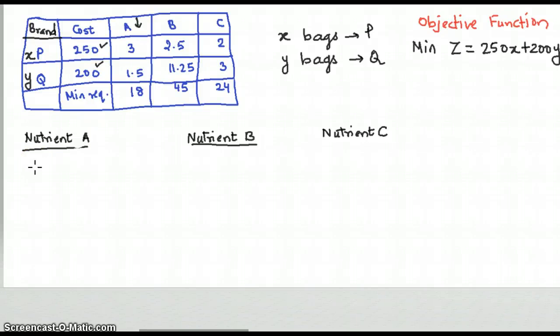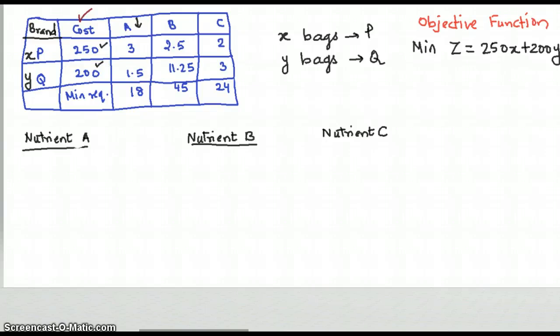So let's write down the remaining constraints. So far we have used X bags of brand P and Y bags of brand Q, with the objective function to minimize the cost, which is represented by Z equals 250X plus 200Y. So we have already covered the cost column. Now let's write for nutrient A.